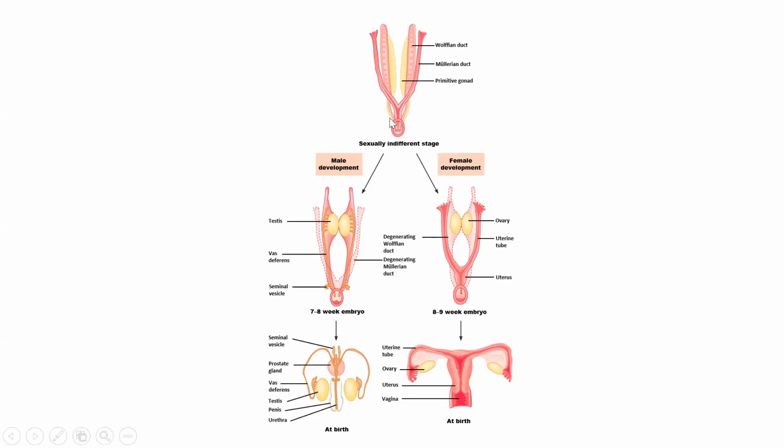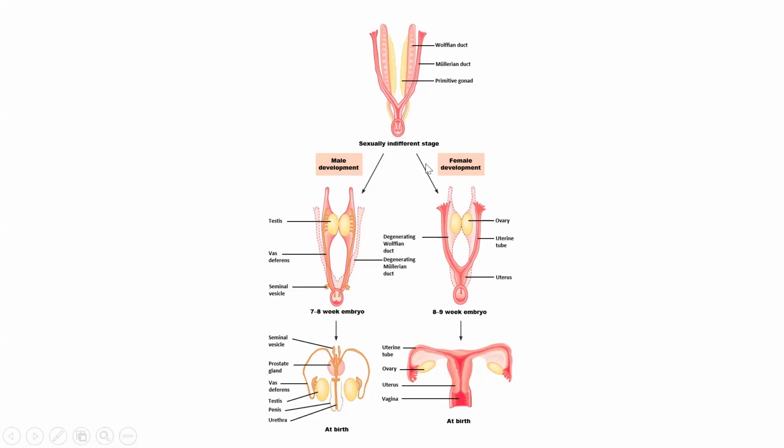So if we have the SRY, which gives us the TDF, the testis determining factor, we go on to create testis, and then the testis will secrete two hormones, testosterone and Müllerian inhibiting hormone. Those two hormones will allow the development of the male reproductive structures, as well as MIH, which is causing the regression of the Müllerian duct.